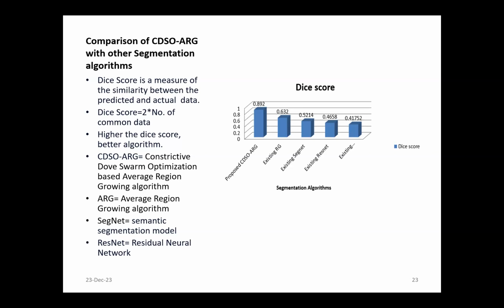Here we have compared our CDSO ARG algorithm with the ARG, SegNet, and ResNet algorithms, which are other popular algorithms for segmentation. We found that the proposed CDSO ARG algorithm gives better results than the others available in the literature. That is, it is giving a result of 0.892.